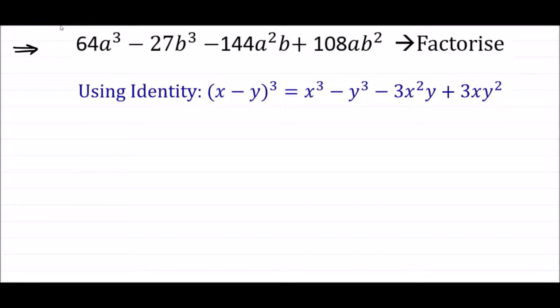Now guys, looking at the given expression, we can use this identity: x minus y whole cube is x cube minus y cube minus 3x square y plus 3xy square. Taking the help of this identity, we are going to factorize the given expression.